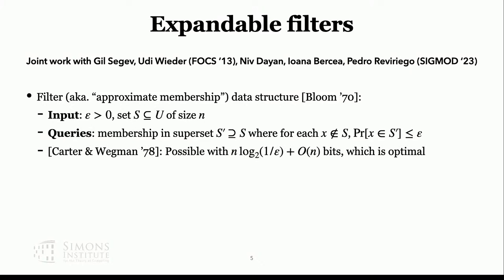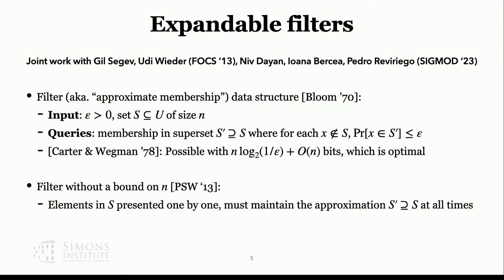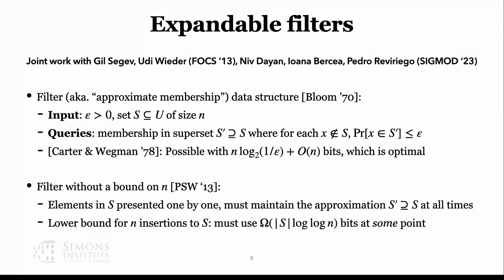And it's known since the late 70s how you do this in a static setting. Okay. So you can do this with basically n log 1/epsilon bits. And this is also optimal. So you can show it. So this is all good, but this requires that you know a bound on n. Okay. So what we started looking at is, what if you don't have a bound on n? Right. What if you know your set is just growing and growing, and you need to maintain this estimate over time? So you get one element at a time, and you want to maintain a dynamic approximation.